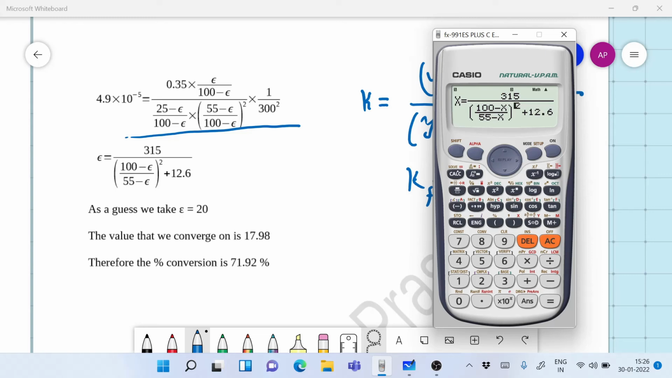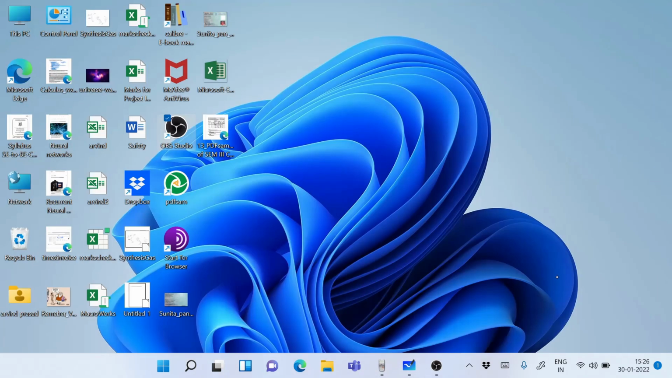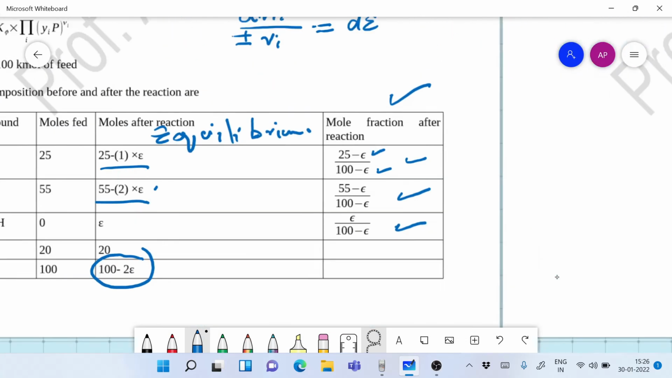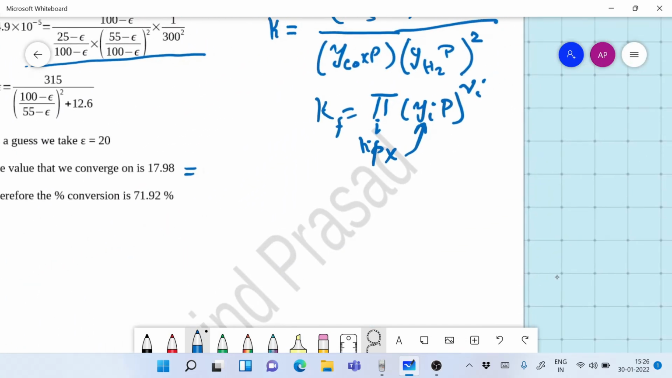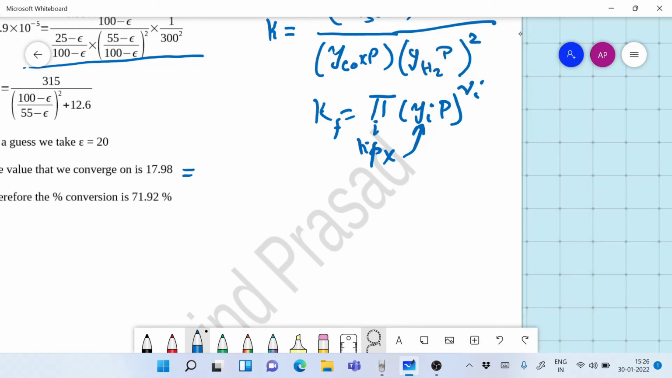So just press shift, solve, and start with some value. Let's start with 20 and solve it, and we get 17.9896. So I have noted it down, 17.98. So the value of epsilon, that is the extent of reaction that we get here, is equal to 17.98. So we have made a note of it. This is the extent of reaction.